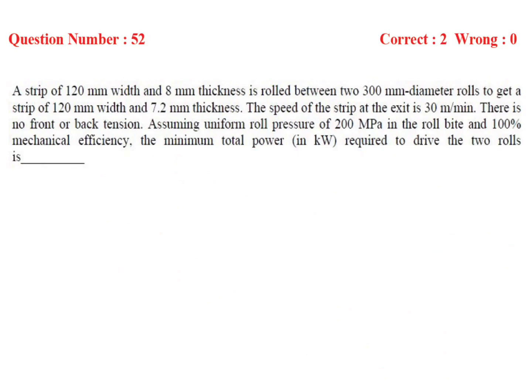A strip of 120 mm width and 8 mm thickness is rolled between two 300 mm diameter rolls to get a strip of 120 mm width and 7.2 mm thickness. The speed of the strip at the axis is 30 meter per minute. There is no front or back tension. Assuming uniform roll pressure of 200 MPa, ignoring roll weight and 100% mechanical efficiency, the minimum total power in kilowatt required to drive the two rolls is how much? So for two rolls we have to calculate the power.